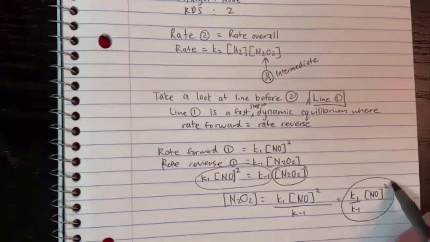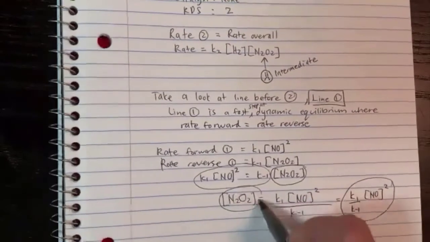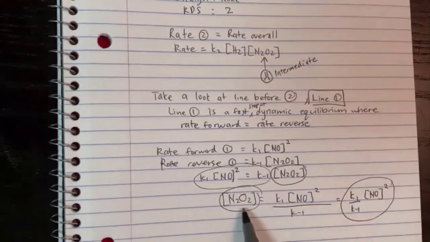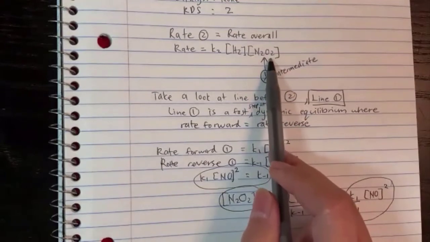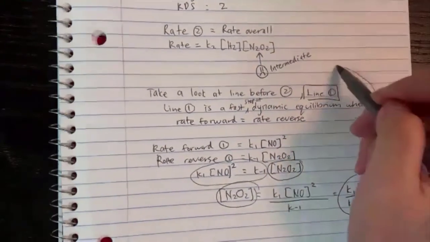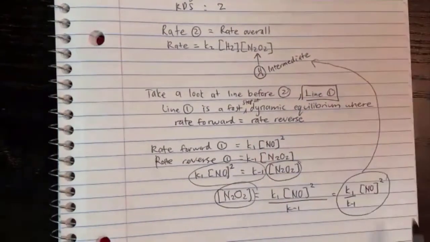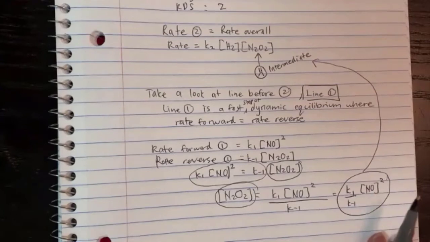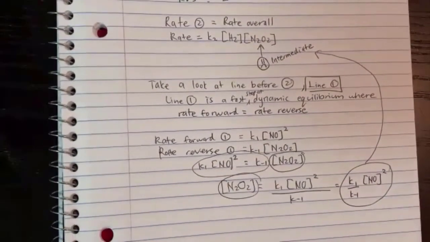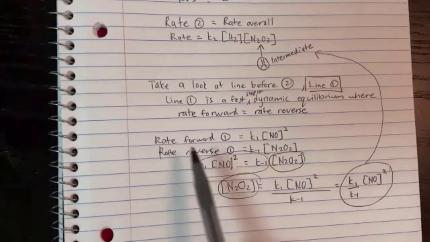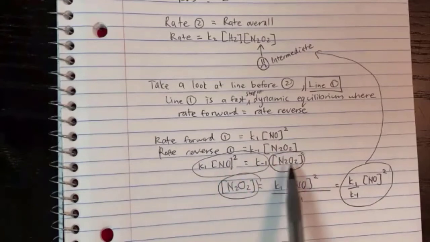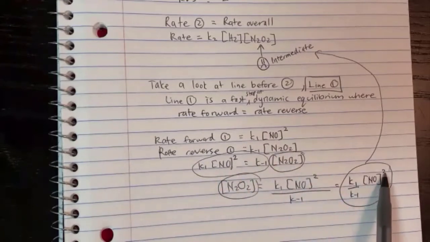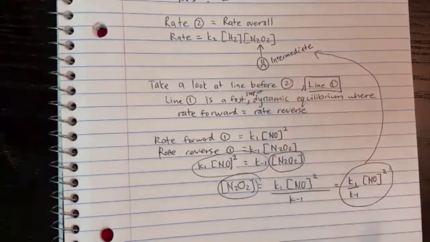So this term here equals that term. I can replace that intermediate with this big term here, and this is not an intermediate, it's NO, it's a reactant. So that works out for me. You just find a substitution by looking at the line before that, write rate forward equals rate reverse, put them equal to each other, find an algebraic substitution, and then put it back in the spot you don't want it.